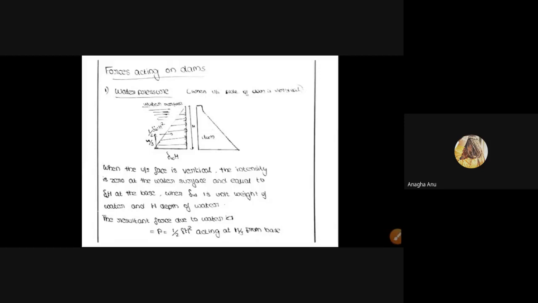Okay, so there are different types of dam. The types of dam will be provided to you as a recorded video. Okay, so we move on to the forces acting on dam. Here we are considering the gravity dam. What do you mean by gravity dam? Anyone please?